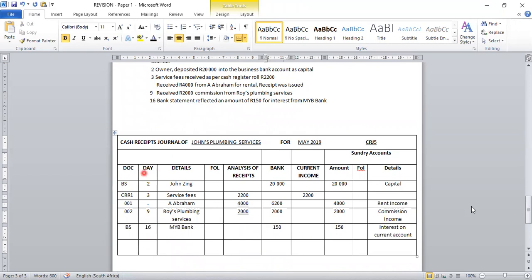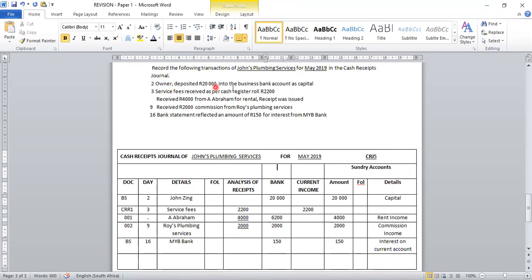So the first transaction is on the 2nd of the month, where the owner deposited 20,000 into the business bank account as capital. So our source document for this transaction is bank statement. The day was the 2nd. The details of the person that paid us is John Zing, the owner. This amount was deposited directly to the bank. Hence, you can see on our bank column, 20,000 rand. And there's no column for capital. So let's go to our sundry account column, 20,000 rand. And the reason is capital.